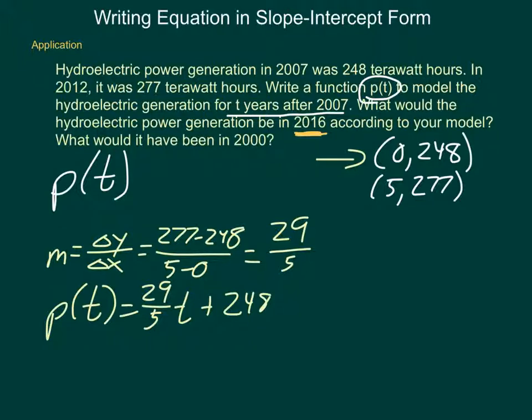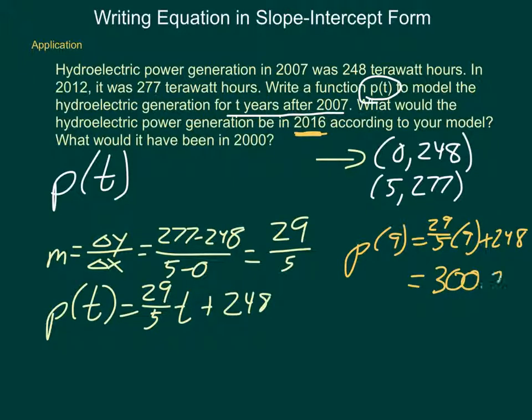Now my follow-up questions: what will the generation be in 2016? Well, how many years is that since 2007? And that will be 9 years. So I go P of 9 equals 29/5 times 9 plus the 248. Simplifying this, we come out with 302 terawatt hours.